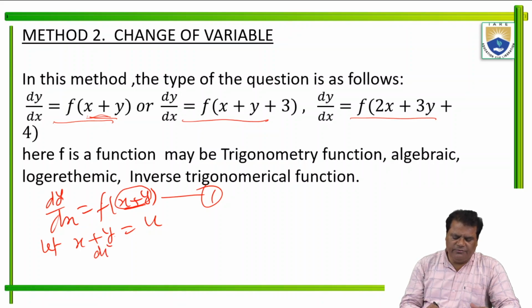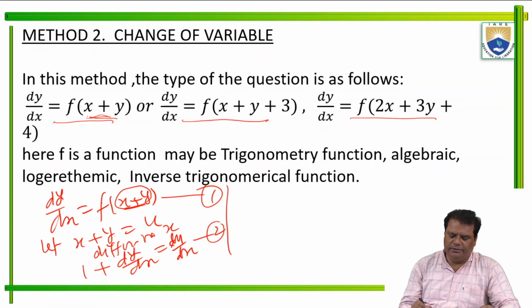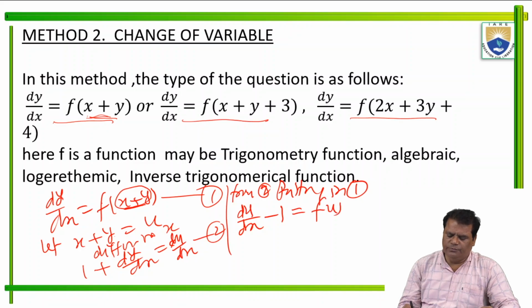So differentiating with respect to x on both sides, here is 1 plus dy/dx equal to du/dx. This is equation 2; putting equation 2 in equation 1, dy/dx means du/dx minus 1 equal to f(u). So now du/dx equals f(u) plus 1.